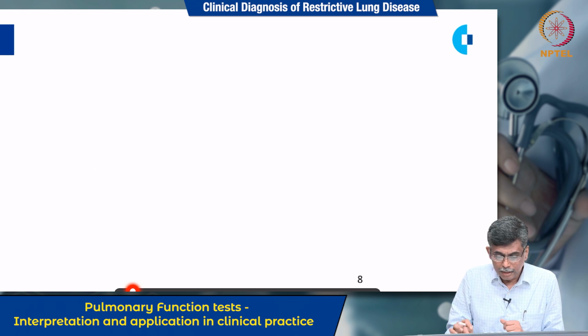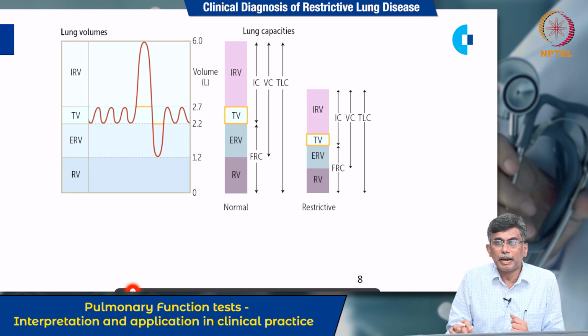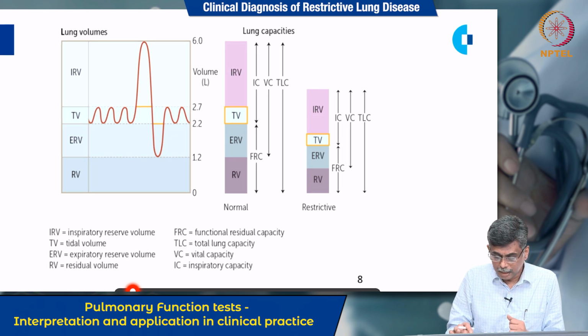We can see this in these spirometry readings, which show the difference between normal and restrictive. What we can observe is that the total lung capacity, which is usually around 6 liters, includes residual volume, expiratory reserve volume, tidal volume and inspiratory reserve volume. Here in restrictive lung disease, the total lung capacity is reduced. There is a reduction in almost all the types of volumes you see in spirometry.